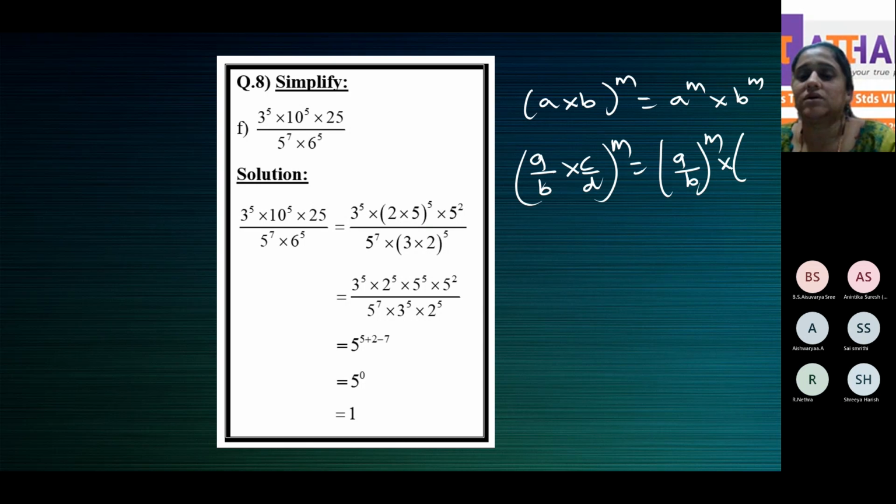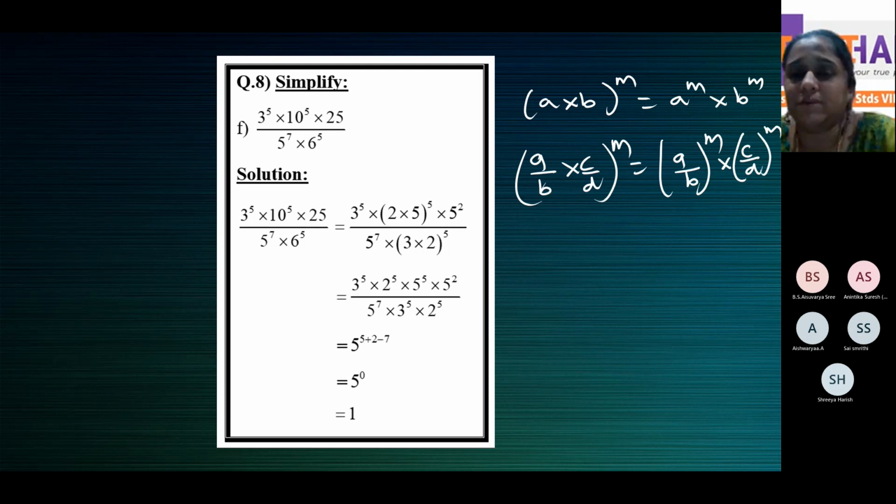Yeah, thank you. So you can just make a note of this, children. A by B into C by D, the whole power M can be written as A by B to the power M into C by D to the power M. Or A into B, the whole power M is equal to A to the power M into B to the power M.